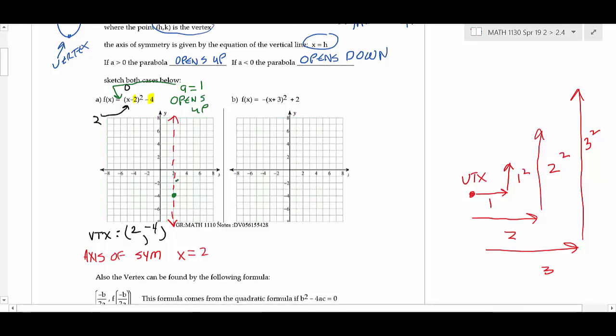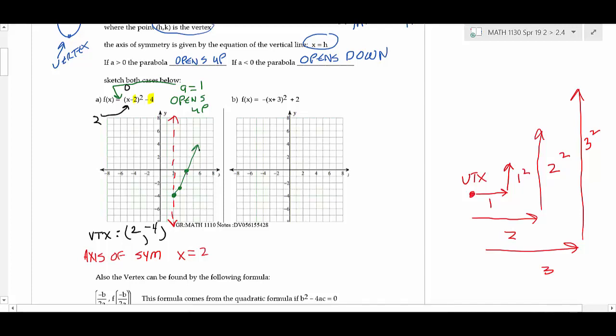So what you want to do, go to the vertex and just do this. Go over 1, up 1. That's your next point. Okay? Go back to the vertex, go over 2, and then up 1, 2, 3, 4. And that's good enough. You can also go 3 and 9 if you want to. And then that gives the right side of that parabola.